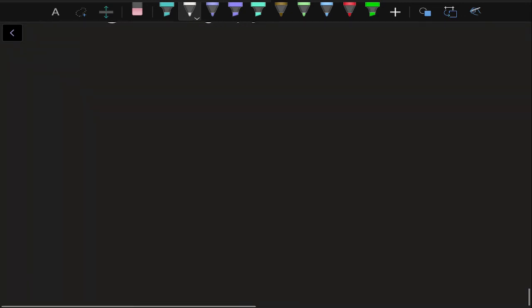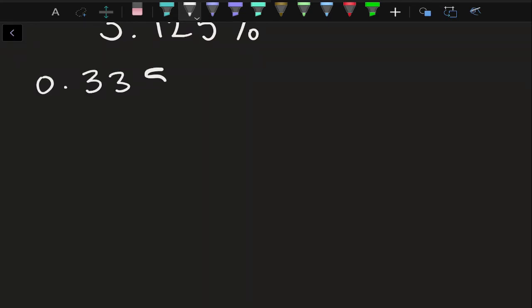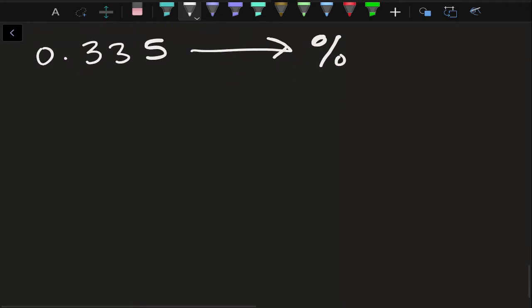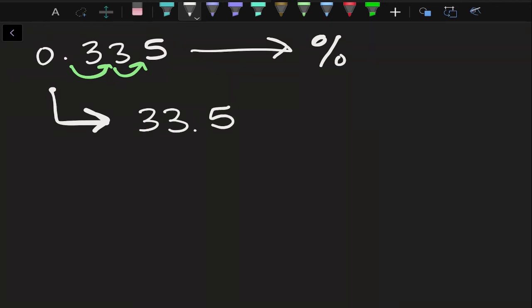Okay, one more example before we move on. I want to take 0.335 and I want that as a percentage. Same steps here, except I'm going to condense them. 1, 2. I don't need any zeros because there's something here and something here, which means that I don't need any zeros. So this is then going to give me 33.5 and add that percent sign. So 33.5%.